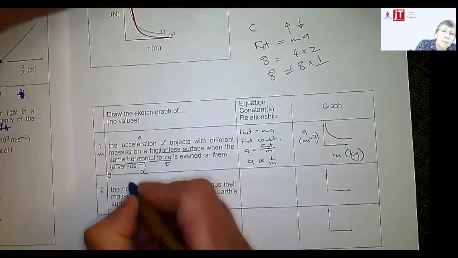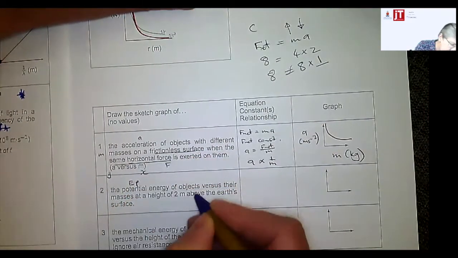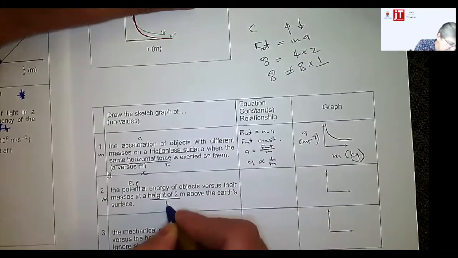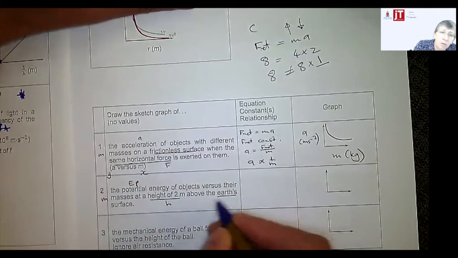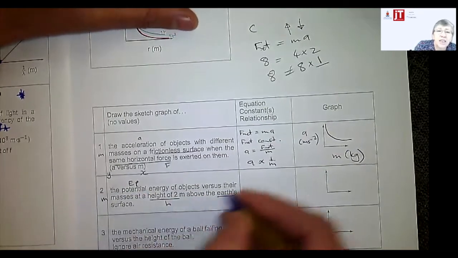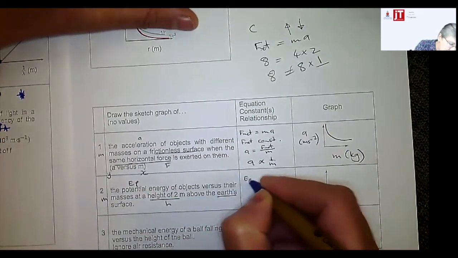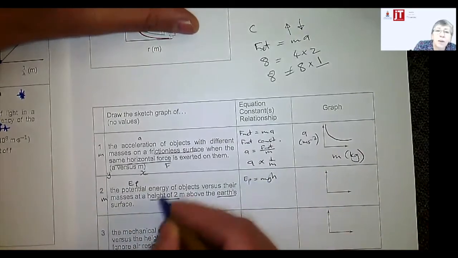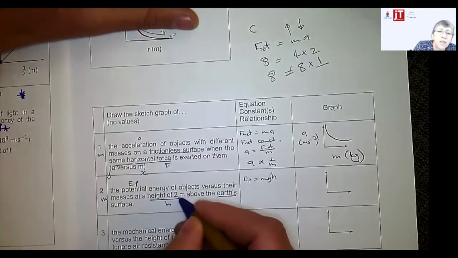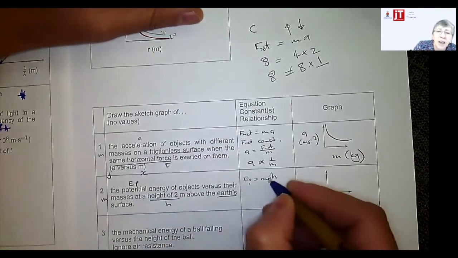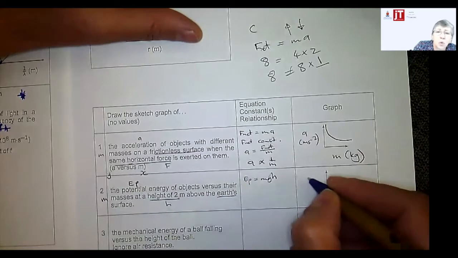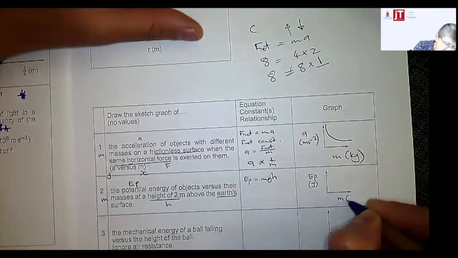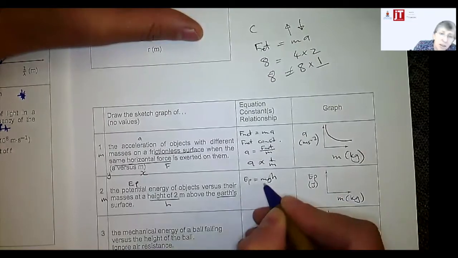Right, next one, potential energy of an object versus the masses at a height of 2 meters on the Earth. Right, now potential energy, and there's M and H. So we're looking at EP equals mgh. And they've already told me H is a constant because they're always measuring at 2 meters. And then I have to draw EP in joules or kilojoules versus mass in kilograms.